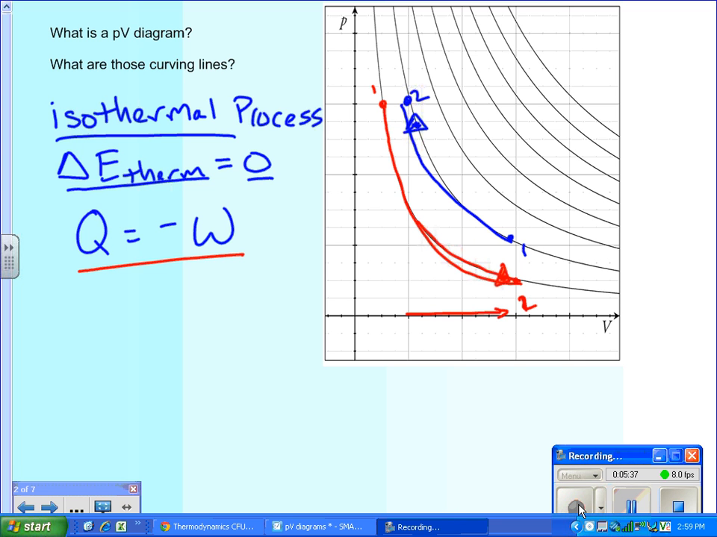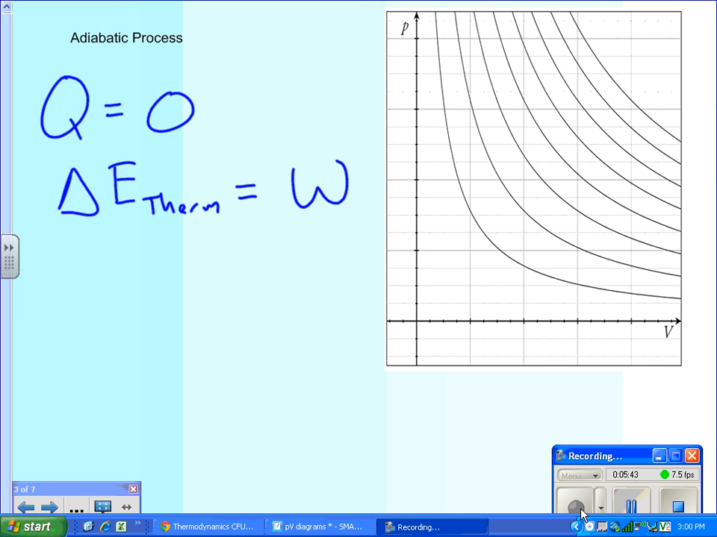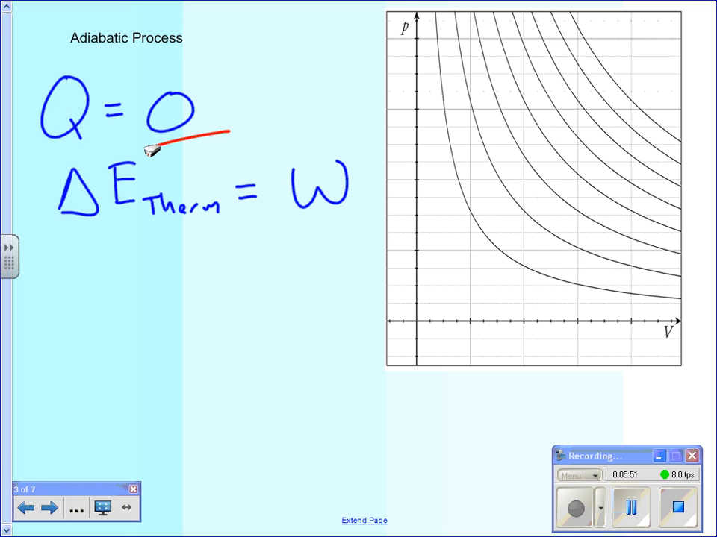So that expansion or compression is a result of heat added or removed from the system. Now, adiabatic process we could also identify on a PV diagram. Remember, the definition of that is no heat is transferred in or out of the system. So Q is 0, and our first law simplifies to this. A change in thermal energy is achieved by doing work on the system or having the system do work on the environment. It's going to look similar to the isothermal process, but the differences will be subtle but important.